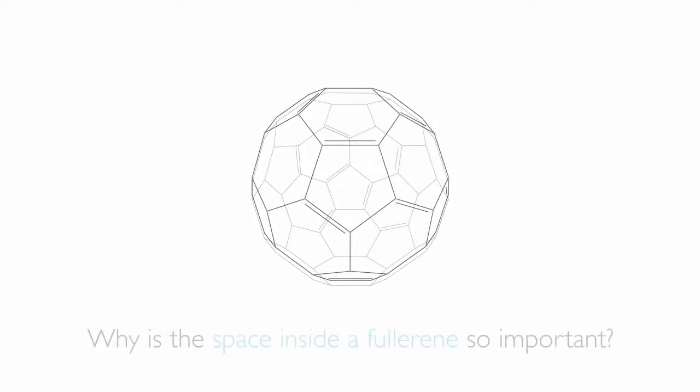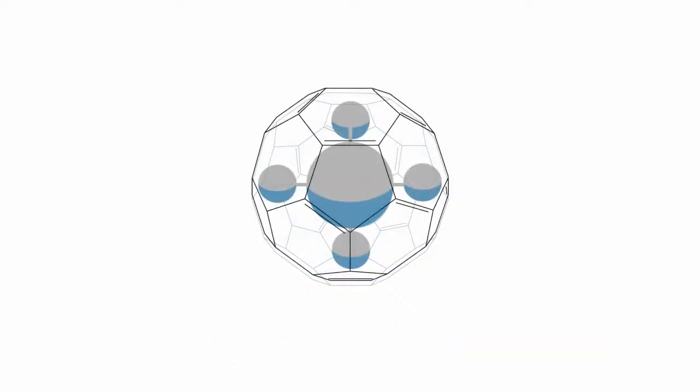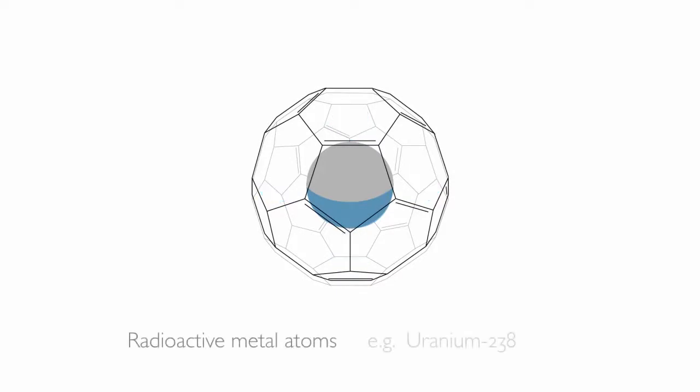Can you think why the space inside the fullerene is of importance? Pause the video and continue when you have a suggestion. The answer is, the space is big enough for atoms and molecules to fit inside. Already, scientists are utilizing this to cage radioactive metal atoms and drugs.